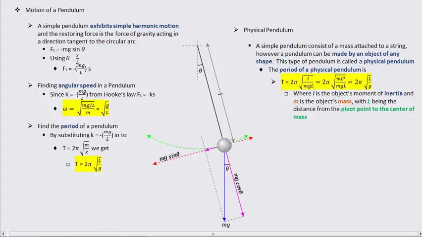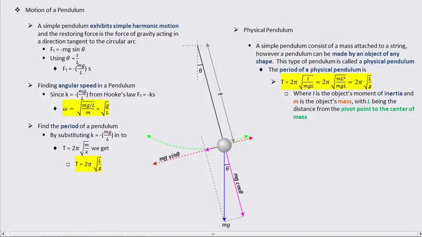And knowing that our angular speed is equal to the square root of k divided by m, we can substitute mg divided by L for k and simplify our expression to get the equation that our angular speed is equal to the square root of gravity divided by the length. In order to find the period of a pendulum, once we substitute mg divided by L for k in our equation for a period, we see that the period of a pendulum can be found by taking 2 pi multiplied by the square root of the length of the pendulum divided by gravity.